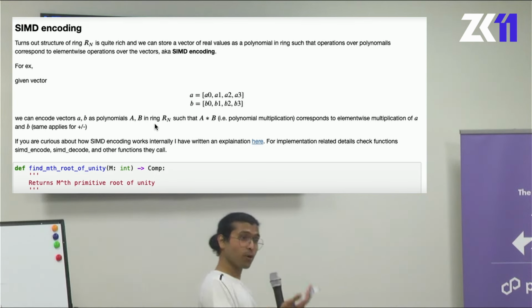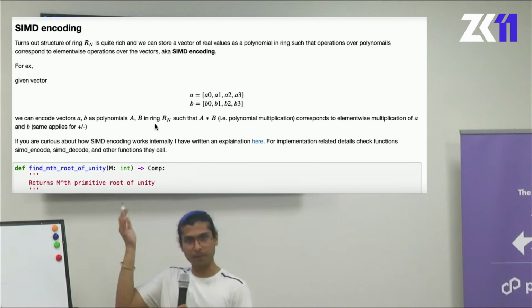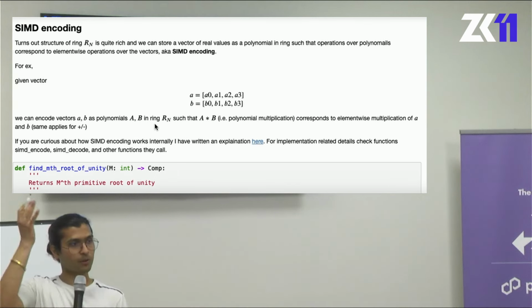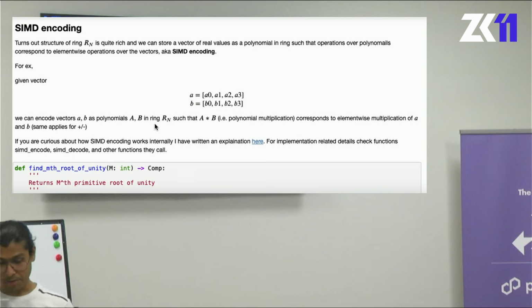So now we know two encodings. We've got coefficient encoding. That is a simple plain text, like a polynomial in this ring. And now we know SIMD encoding, right? Which is where you can perform element-wise multiplication and element-wise addition and subtraction.